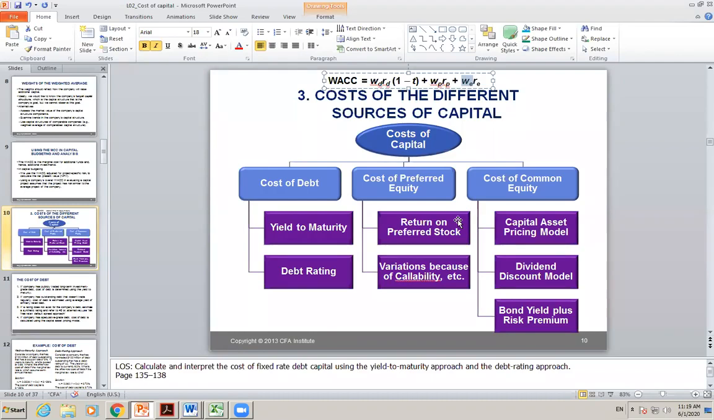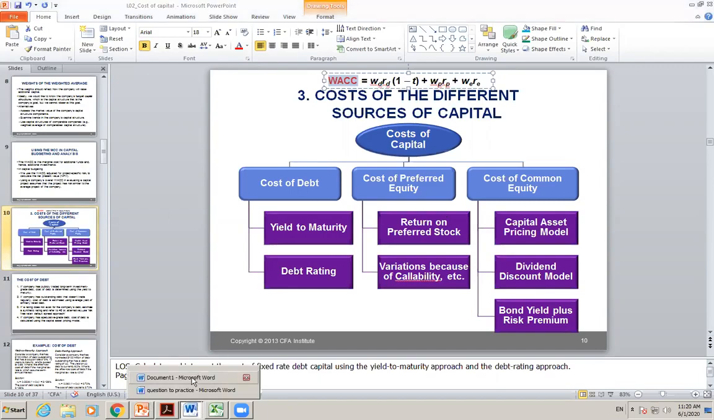So this is kind of a schedule of this chapter, okay? In here, you will learn how to estimate each cost. So why do we need to do it? We need to calculate the weighted average cost of capital, okay? This is our important point. This is what we are trying to get, actually. This is our final destination. But to reach this final destination, we need to calculate the cost of preferred equity, cost of common equity, and the cost of debt, okay?